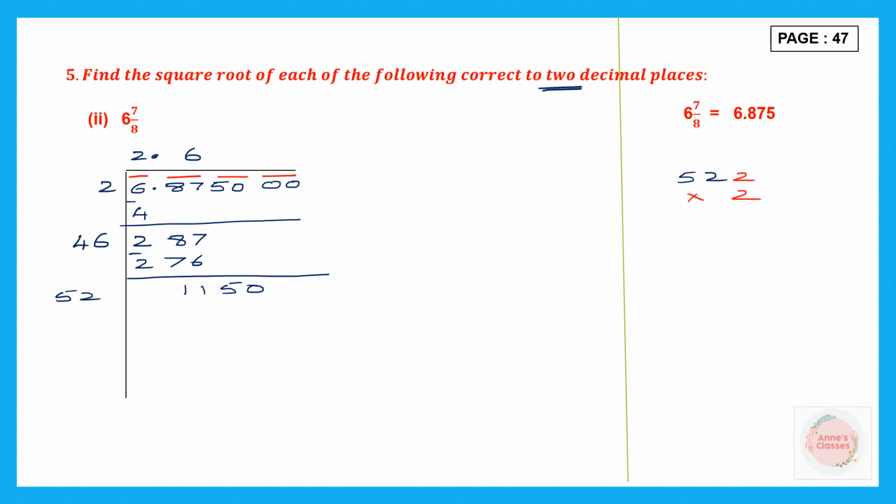Into 2. 2 2s are 4, 2 2s are 4, 2 5s are 10. We've got 1044, which is close to this number. So let's write 2 next to 52 here. So we're going to write 2. Now the number is 522 into 2.